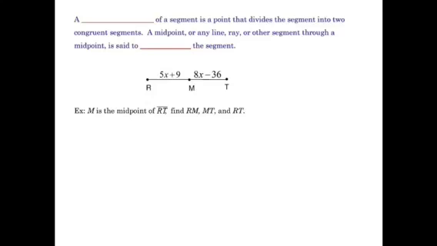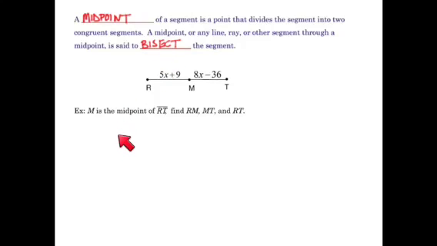We also have something called the midpoint. And the midpoint should sound familiar. It's the point on a segment that divides it into two congruent segments. So they have the same measure. A midpoint, any line, ray, or other segment through the midpoint is said to bisect the segment. So we have kind of two root words here. Bi means two. Sect is part of like a section or a sector, which means we're going to cut it. So we've cut something into two equal congruent pieces. All right, equal meaning same measure, congruent means same exact shape.